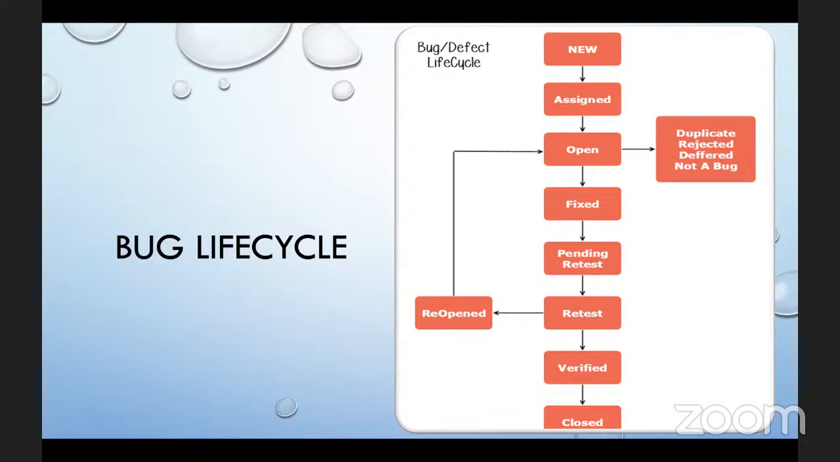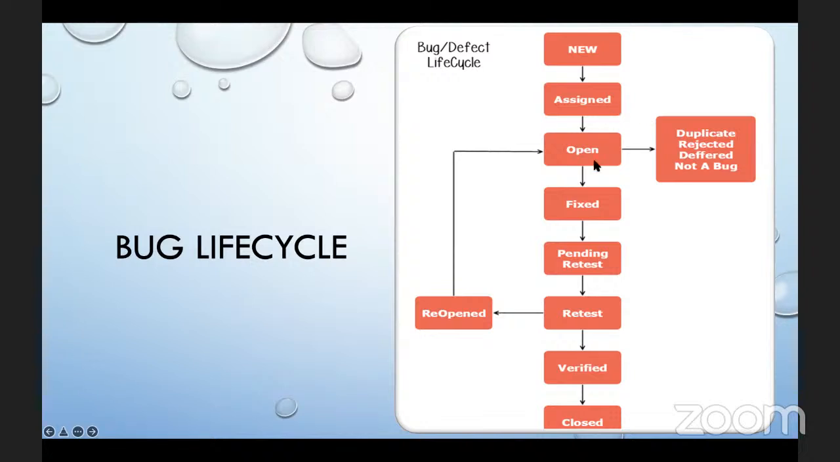Now, when it comes down to open, you guys see that there's a right arrow by the open side. I know in Zoom I can use a pen to indicate here. I hope you guys are following. On the right side, there's an arrow pointing over there. You see a couple of things in there: duplicate, rejected, deferred, and not a bug, right?